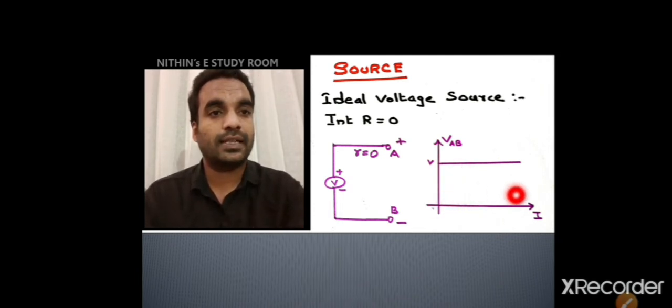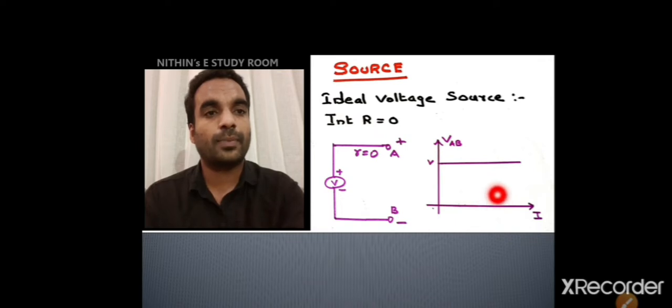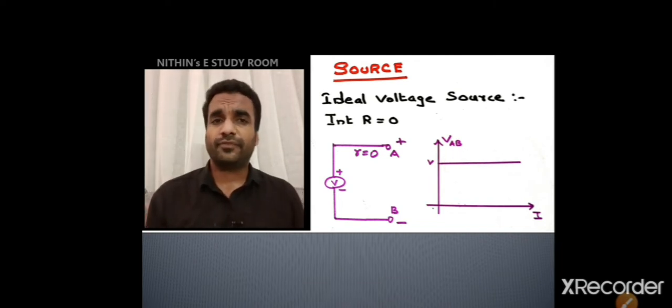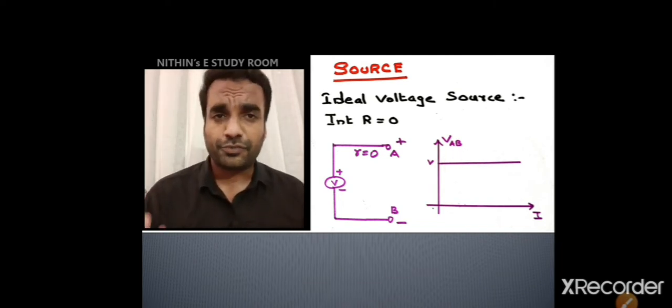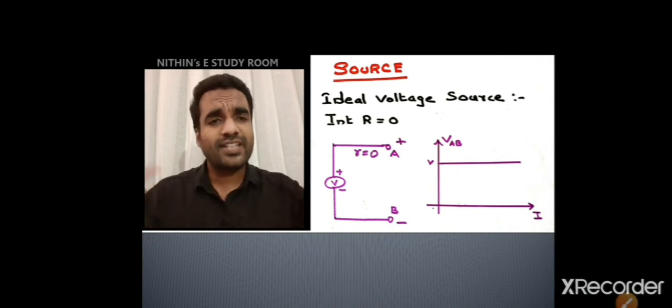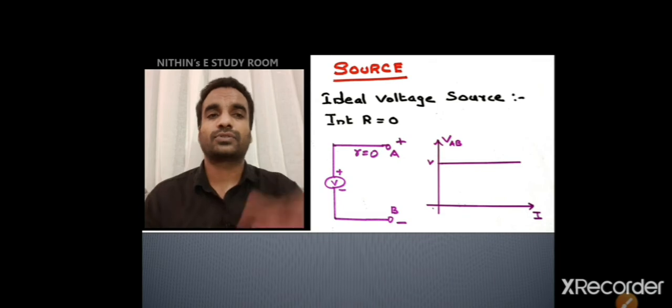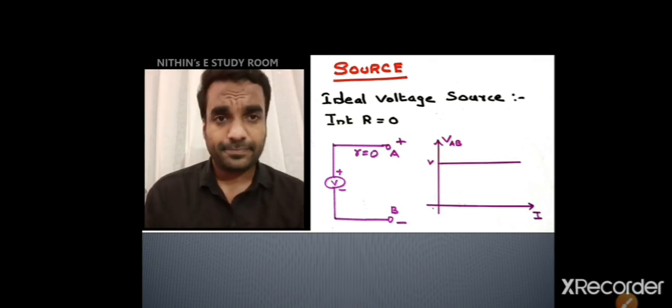You can see that the current is varying throughout the x-axis. Whatever may be the current, here it is a very small value, now it is somewhat bigger value, but whatever may be the current, the voltage is always constant. So if it is a 1.5 volt battery, its voltage will always be 1.5, whatever may be the resistance you are connecting across the terminals A and B. I think it is clear.